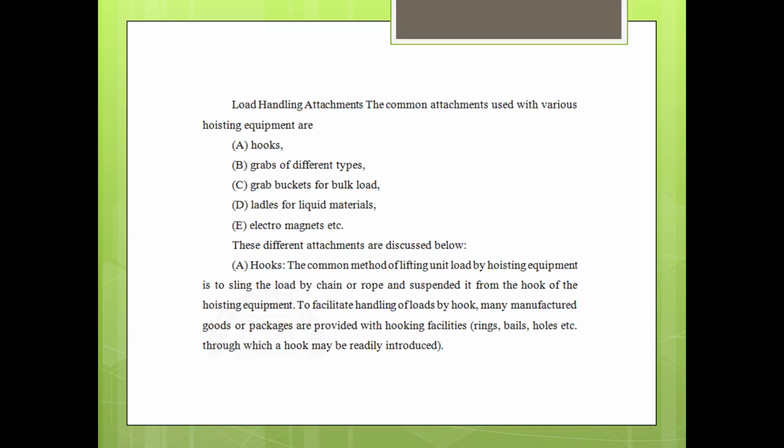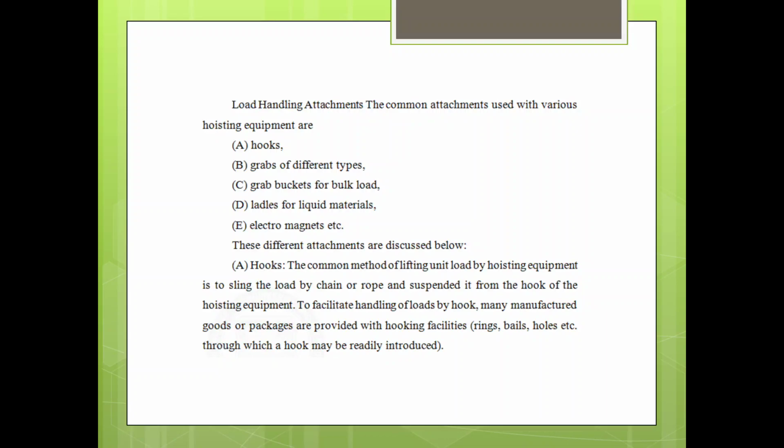Load handling attachments. The common attachments used with various hoisting equipment are hooks and grabs of different types: grab buckets for bulk load, ladles for liquid materials, electromagnets, etc. The hooks. The common method of lifting a unit load by the hoisting equipment is to sling the load by chain or rope and suspend it from the hook of the hoisting equipment to facilitate the handling of loads by hook.